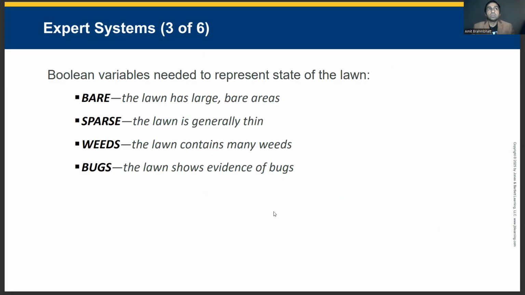This slide defines the Boolean variables that describe the lawn's condition, such as whether it has bare spots, weeds, or bugs. These true/false conditions help the system choose which rules apply. Expert systems depend heavily on correct inputs. If the user misidentifies the lawn condition, the system will reach the wrong conclusion.